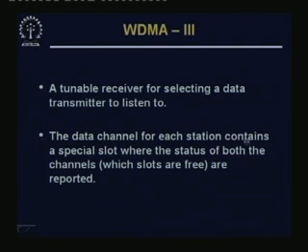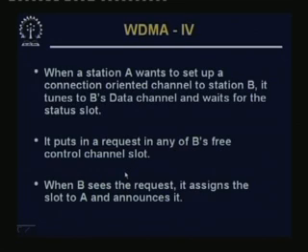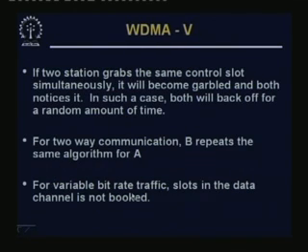The data channel for each station contains a special slot where the status of both the channels, which slots are free, etc., are reported. When a station A wants to set up a connection oriented channel to station B, it tunes to B's data channel and waits for the status slot. It puts in a request in any of B's free control channel slots. B's status slot will tell it which control channel slots are free. So, A just puts in a request over there. When B sees the request, it assigns the slot to A and announces it to others.